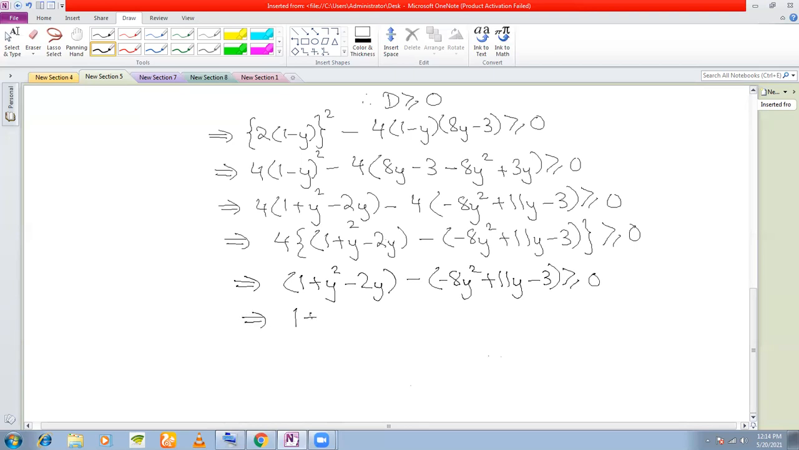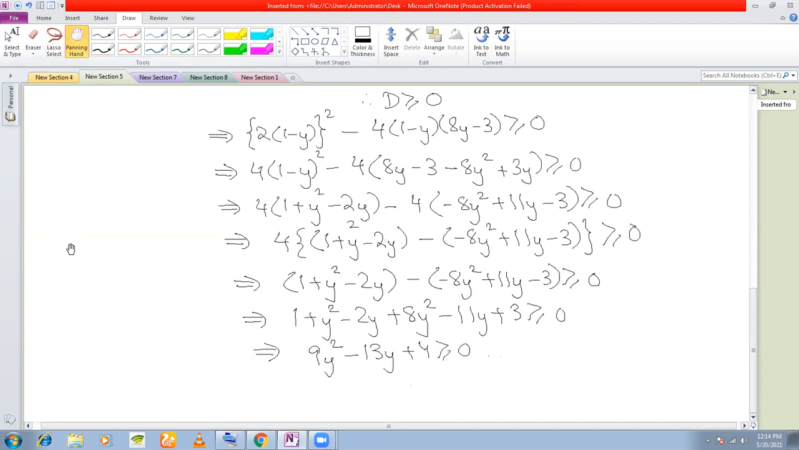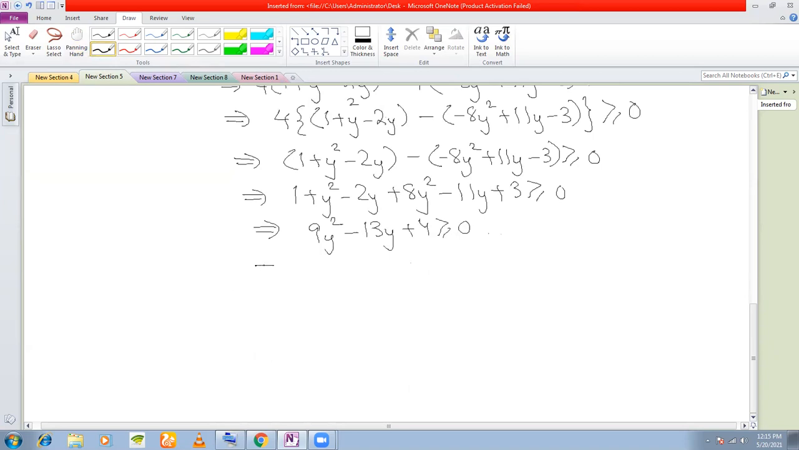Now you open the brackets. 1 plus y square minus 2y plus 8y square minus 11y plus 3 is greater than or equal to 0. You simplify this, you'll get 9y square minus 13y plus 4 is greater than or equal to 0. Okay, now you factorize this. What will be the factors?